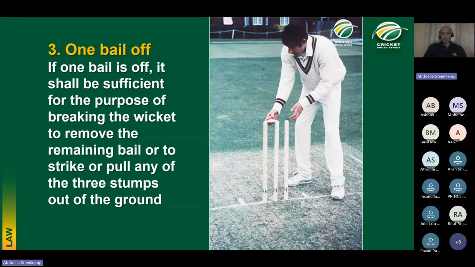So what happens if one bail is off? How can you put the wicket down? The law tells us that if only one bail is removed, to put the wicket down you only need to remove the remaining bail. Or if you want to, you can strike or pull any of the three stumps out of the ground, but there's no need to. If only one bail is on the floor and there's still one on top of the stumps, all you need to do to put the wicket down is to remove the remaining bail.